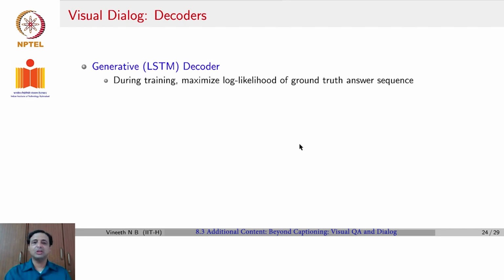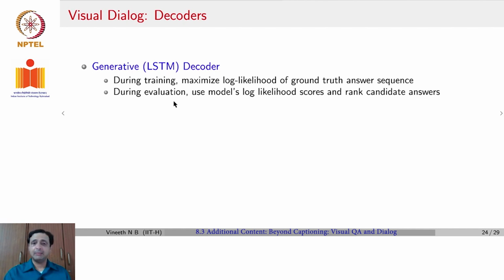Once again, when you actually implement them, these would be implemented as if you had a decoder LSTM. At each step, you would output a word that would give you a cross entropy over a vocabulary, and you would have multiple time steps in your LSTM, and the addition of those cross entropies would be your loss, or in this case, the log likelihood. Remember, minimizing cross entropy is equivalent to minimizing negative log likelihood in this case. At test time or evaluation, you use the model's log likelihood scores over your vocabulary and rank your candidate answers.